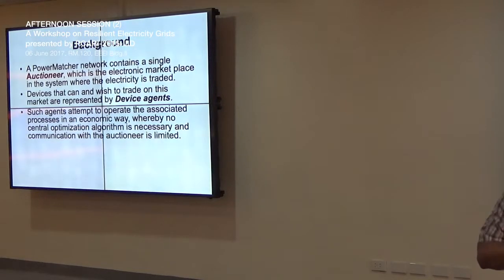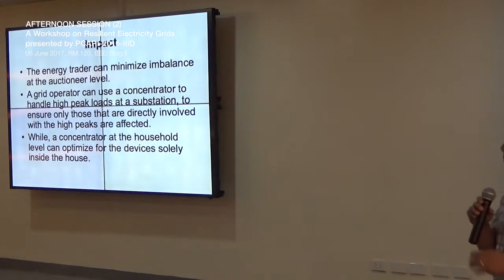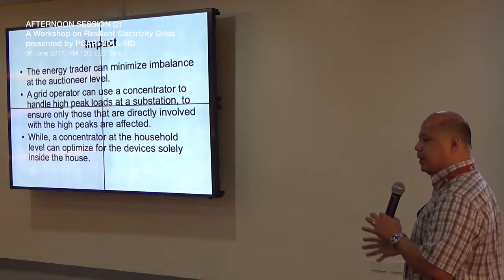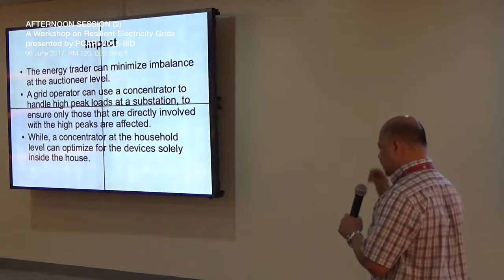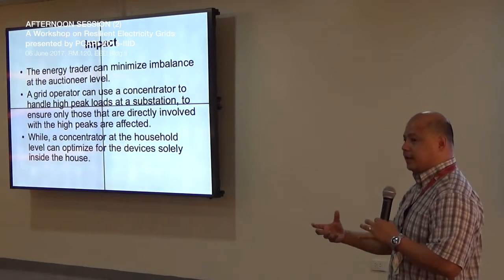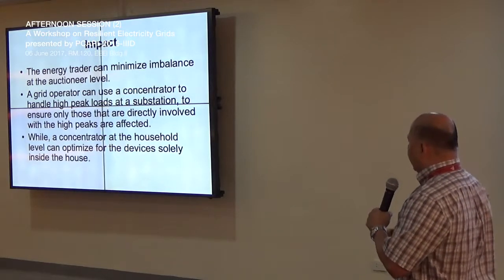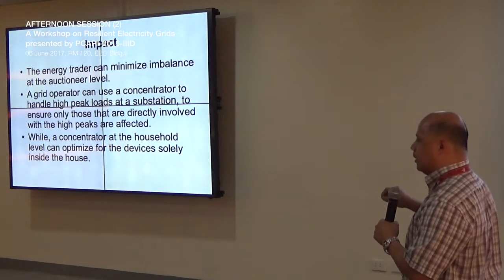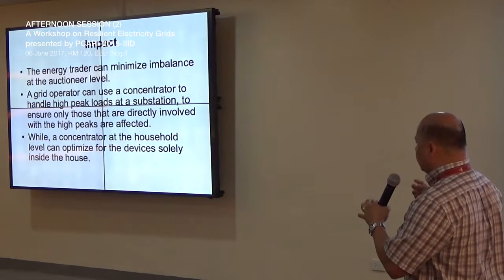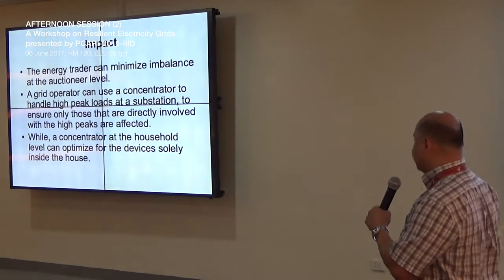I won't go into the background of this, as it just reiterates what I explained. But what's important here is the impact. The energy trader, which can be an ordinary consumer, becomes a prosumer, because in fact that consumer is producing energy. If he's not using his solar panel, then he has excess energy which he can sell to the grid. And then the grid operator can also maintain a concentrator that, as I mentioned, handles all the bids, and will handle the high peak loads at the substation level.